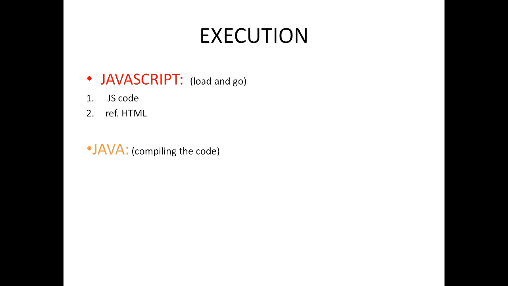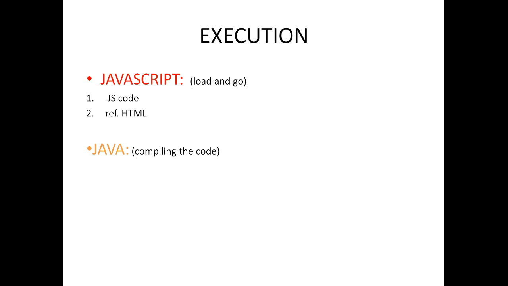Today I'm going to talk about the differences of Java and JavaScript. So the first difference between JavaScript and Java is the execution. In JavaScript, we name this language a load and go language. It means that we only write the JavaScript code, and then we reference it to an HTML file and then it runs. But in Java, it's a little more difficult than that.